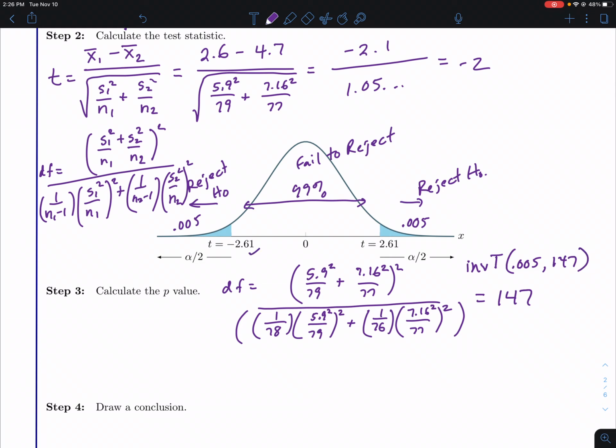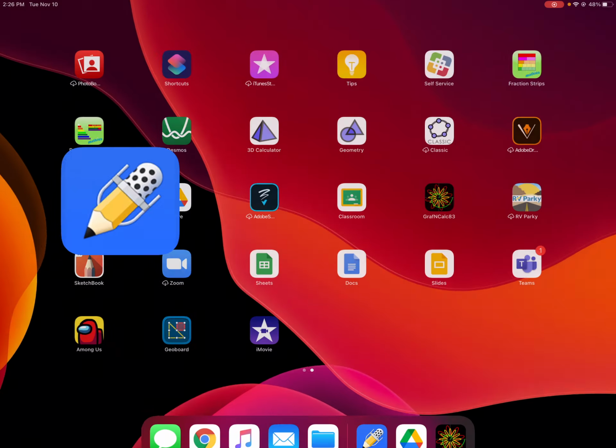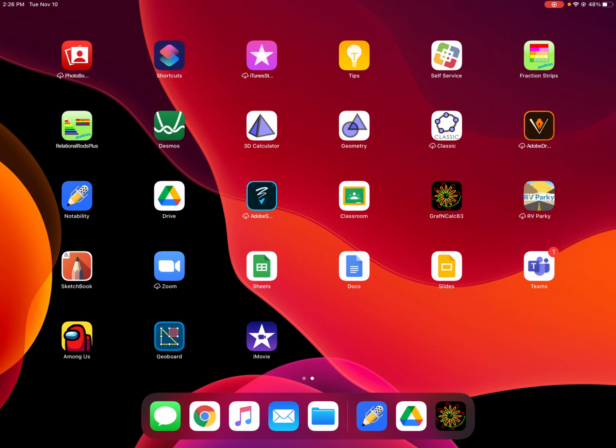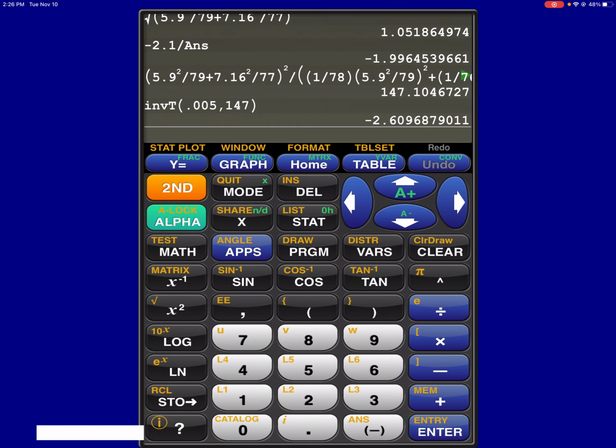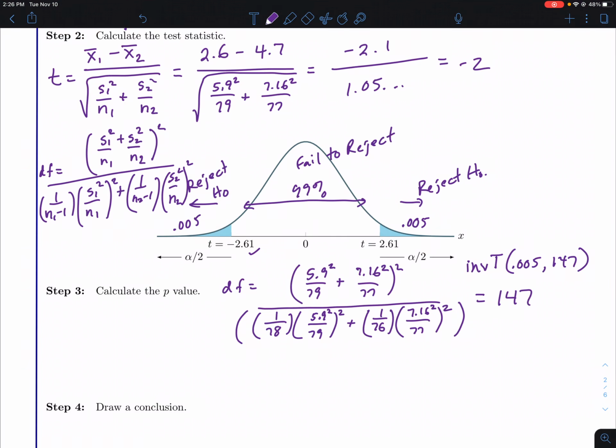And if everything works out well, I'm going to get that negative 2.61 in this case. So inverse t, 0.005 comma 147. And lo and behold, negative 2.61. So woohoo! That tells me, again, this is just showing me that alpha level. So this is kind of my second check.